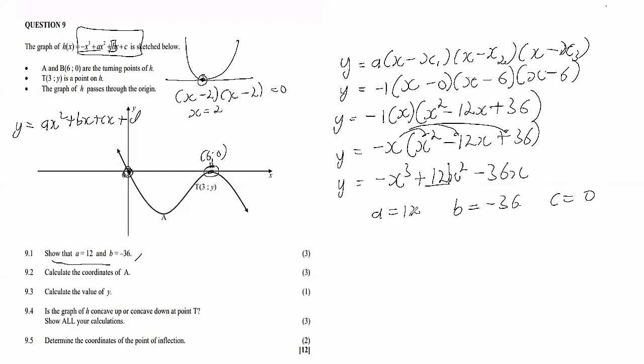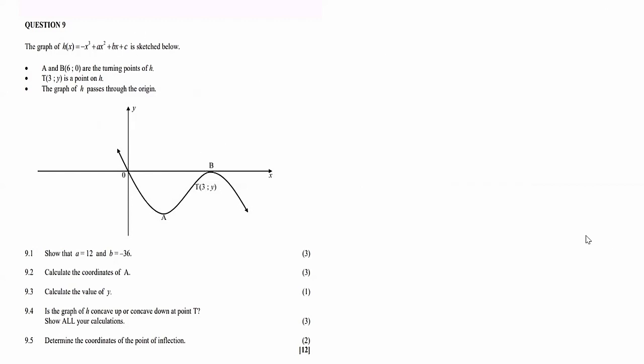So at that point, we have now found the equation of this graph here, h of x. So let's say h of x is now equal to negative x cubed plus 12x squared minus 36x. And that's where we found the a and the b value. Now to calculate the coordinates of a, remember a here is the turning point. They told us that a is the turning point along with b.